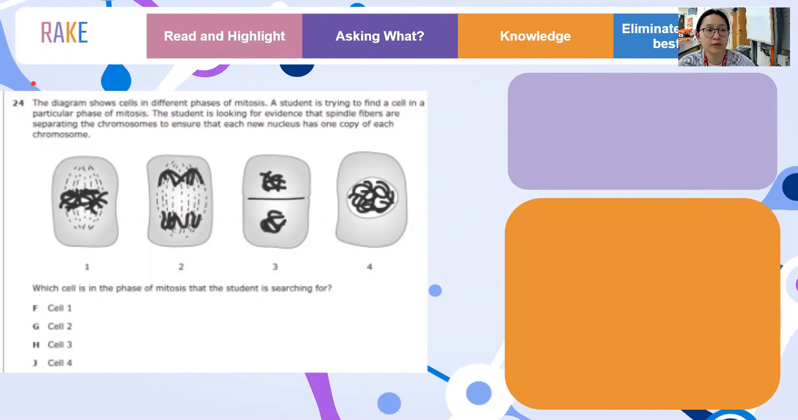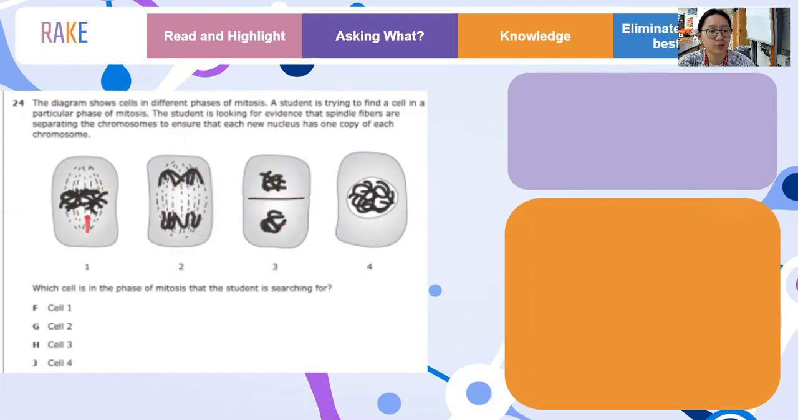So the question that we're going to read is, the diagram shows cells in different stages of mitosis. A student is trying to find a cell in a particular phase of mitosis. The student is looking for evidence that spindle fibers are separating the chromosomes to ensure that each new nucleus has one copy of each chromosome. Here are the diagrams. We have 1, 2, 3, 4.